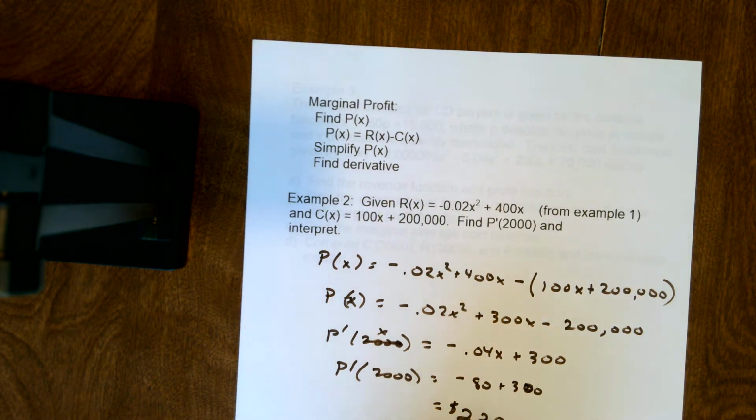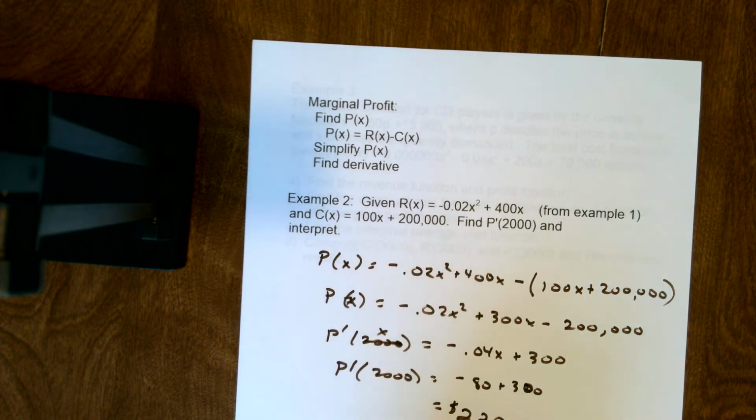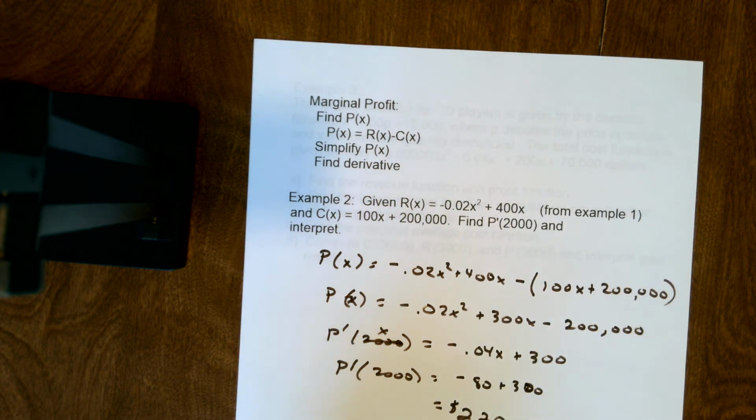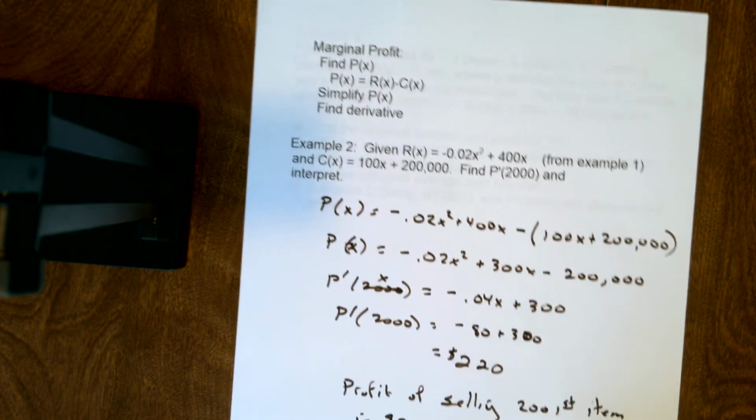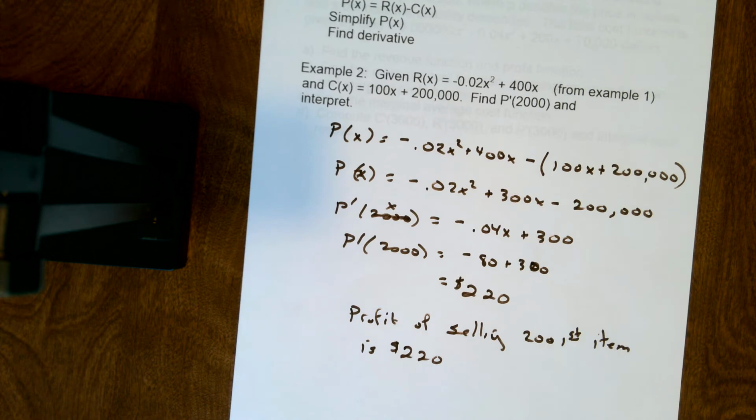So what does that tell us? That tells us that the profit of selling the 2,001st item, again remember it's always one more than what we found, is $220. And that gives you a little idea of what our profit is going to be and how much profit we can get for selling one more unit. Oh, I guess I ran off the paper there. Sorry about that. So the profit of selling the 2,001st item is $220.